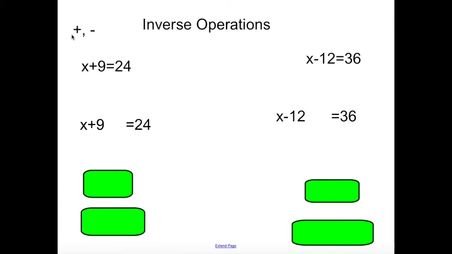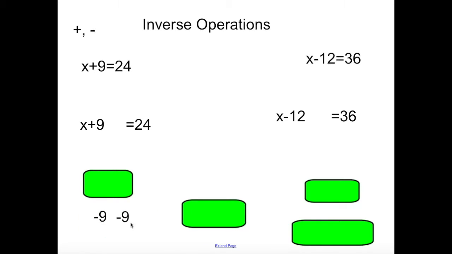Now, the inverse of addition is subtraction, as the inverse of subtraction is addition, and we're going to use that to solve these two simple equations right here. So this equation says x plus 9 equals 24. What we're going to solve for is x, and you can see we're adding 9 to x, so we're going to have to subtract 9, and we're going to have to do that to 24 as well.